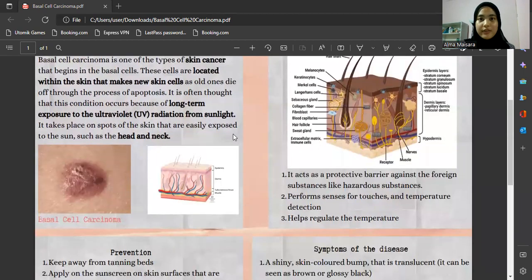There are many functions of the skin. Some of them are that it acts as a protective barrier against different substances, like hazardous substances that can cause harm to the skin and also the inside of the body. Other than that, it also performs sensory functions for touch and temperature detection. It also helps regulate temperature. This is when the sweat gland produces sweat so that it regulates the temperature between the environment and the inside of our body.